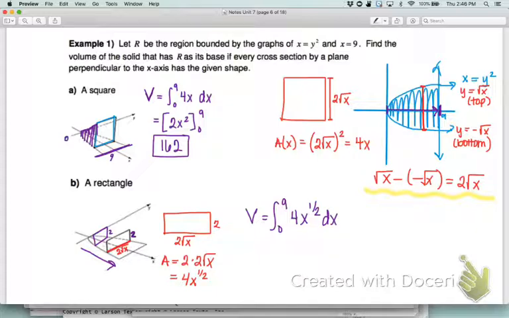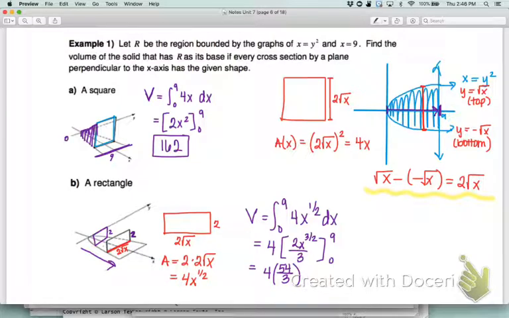So let's go ahead and figure out what this is going to look like. I'm going to go ahead and pull out the constant multiple here. Save that for the end. So when I add 1 to the 1/2 power, I get x to the 3/2 power. And when I divide by 3/2, that makes it 2/3 from 0 to 9. So our volume is going to be 4 times 9 to the 3/2, which is 27. 2 times 27 is 54. So we have 54 over 3 and then minus 0 again, which is nice.